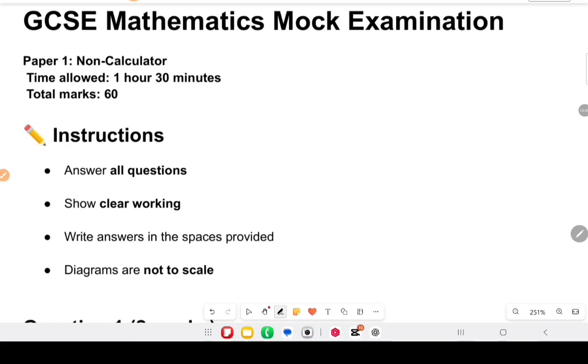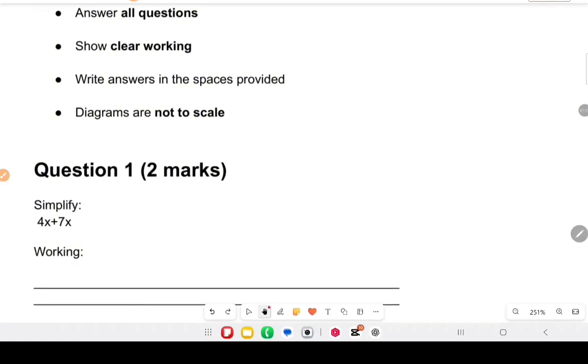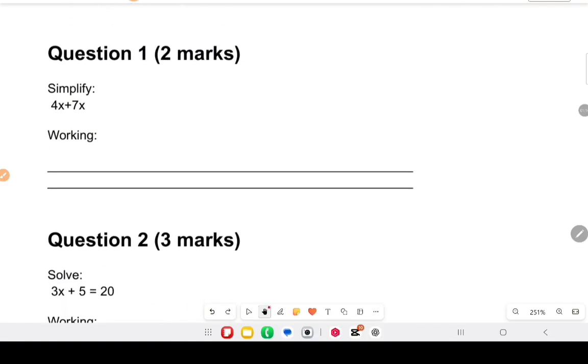This is GCSE Mathematics mock examination. Paper 1 says not using calculator, and paper 2 you can use calculator. Then answer all questions, show clear working, write answers in the space provided, diagrams are not to scale. Then we take question number 1.